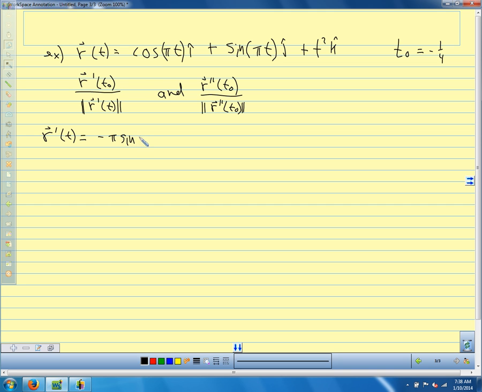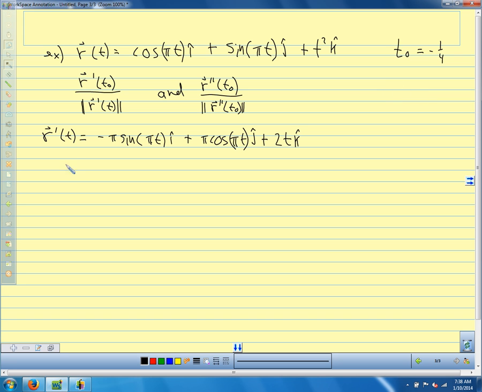Negative pi sine pi t i hat, and our j component will help us, plus pi cosine pi t j hat, and our k component, 2t k hat. So let's plug in, so there's our derivative.